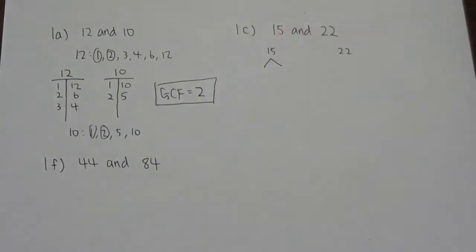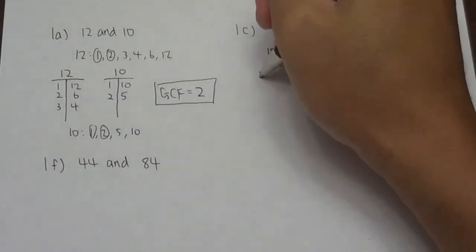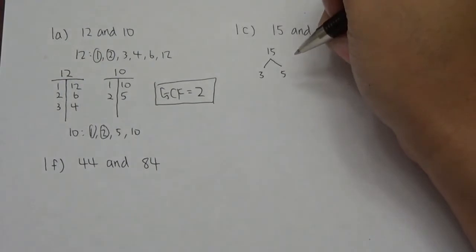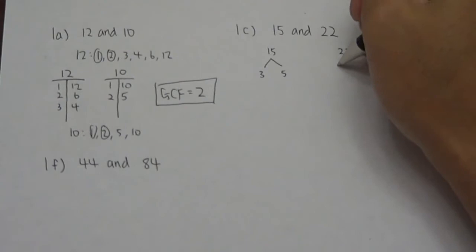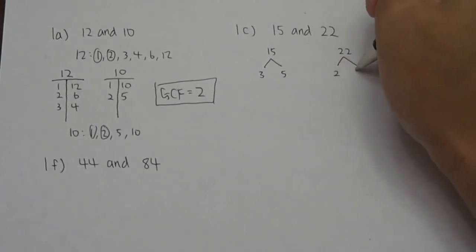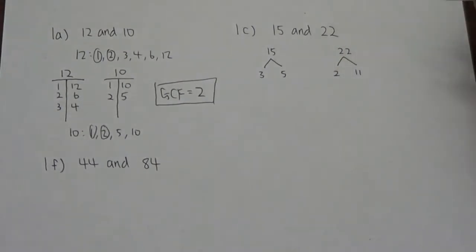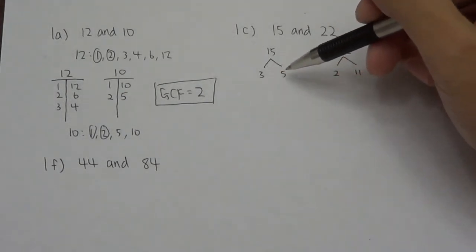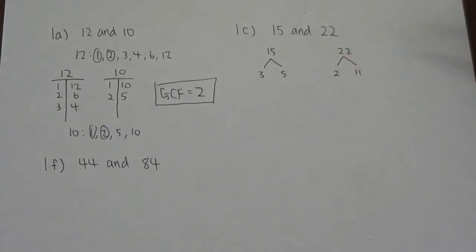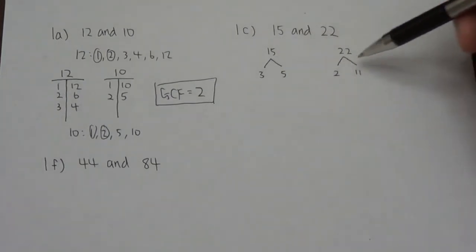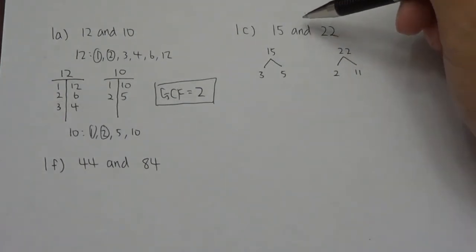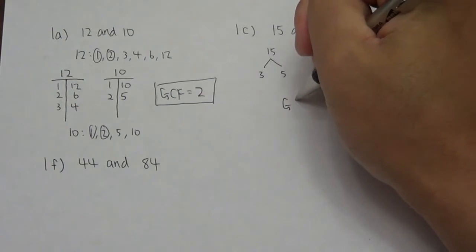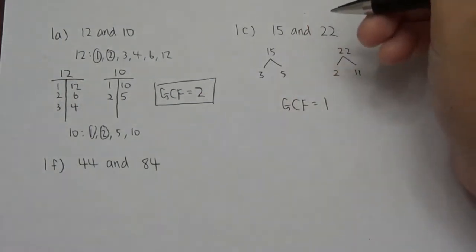Right, so 15 factors out to 3 times 5, and then 3 and 5 are both prime numbers, so then I can't go any further. 22 factors out to 2 times 11. 2 and 11 are prime numbers, I can't go any further, and then I'm done. So these are all the prime factors of the respective numbers. Now I'm just going to see if they have any in common. And it looks like they don't, which means the only common factor that they share is the number 1.